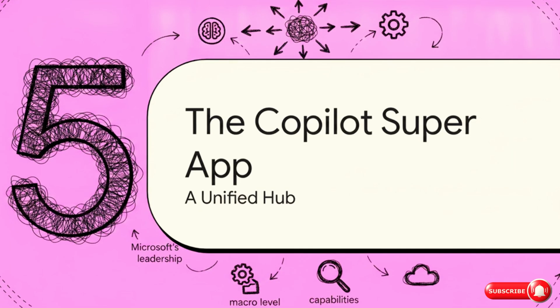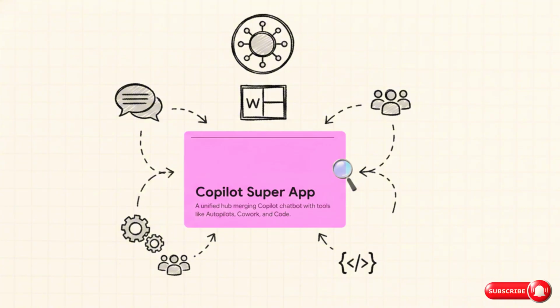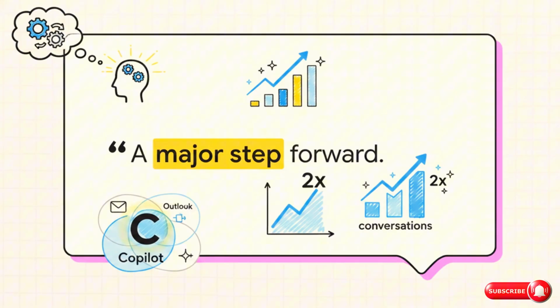Which brings us to our final stop, Section 5, the Copilot super app. Let's zoom all the way out to the macro level to see where these agentic capabilities are ultimately converging. So the crucial point here is the Copilot super app. Confirmed to be launching this quarter, it's more like a completely unified ecosystem that merges your standard Copilot chatbot functionality with advanced agentic tools like autopilots, cowork, and code. Microsoft is literally consolidating all these scattered AI features into one central commercial and consumer experience spanning Windows 11. Microsoft CEO Satya Nadella confirmed this exact strategy on a recent earnings call, calling it a major step forward.